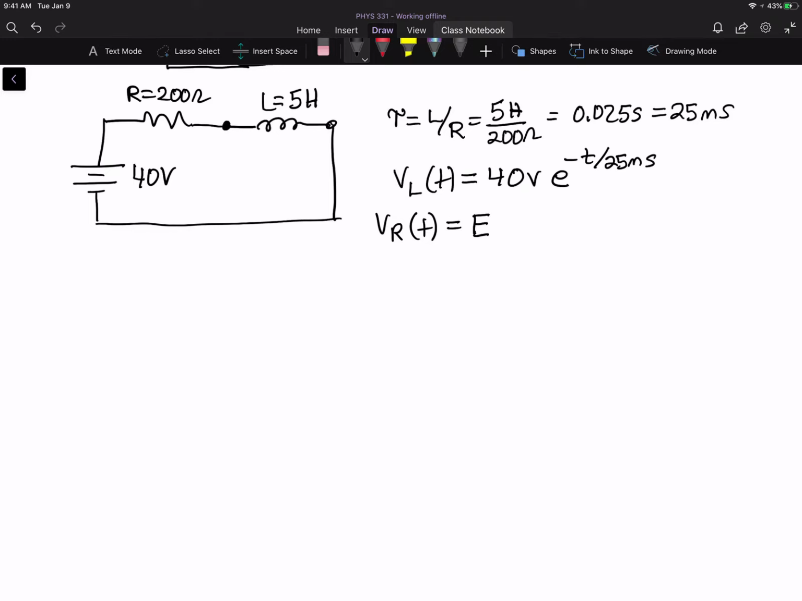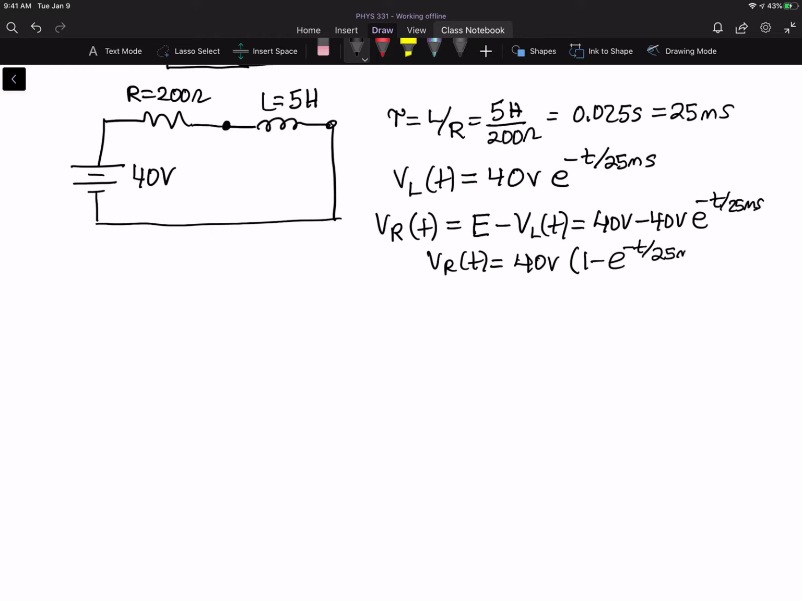So the voltage across the resistor needs to be the voltage of the source minus the voltage across the inductor. So this is 40 volts minus 40 volts e to the minus t over the time constant, which we traditionally write as 40 volts (1 minus e to the minus t over 25). So this means that the voltage across the resistor builds up over time while the voltage across the inductor decays over time until eventually it reaches steady state.